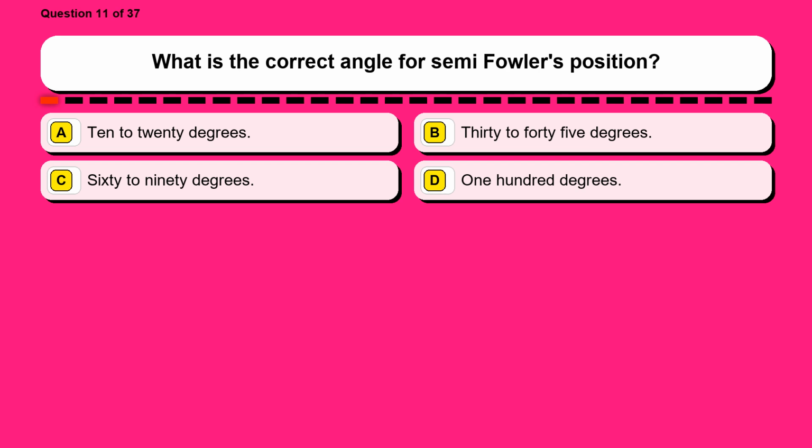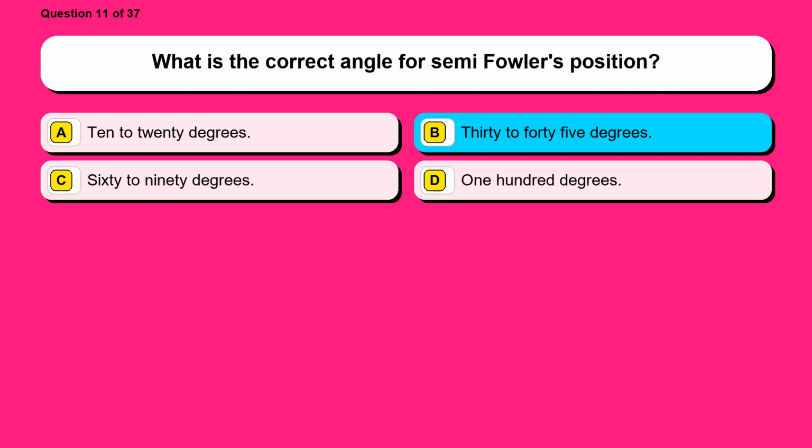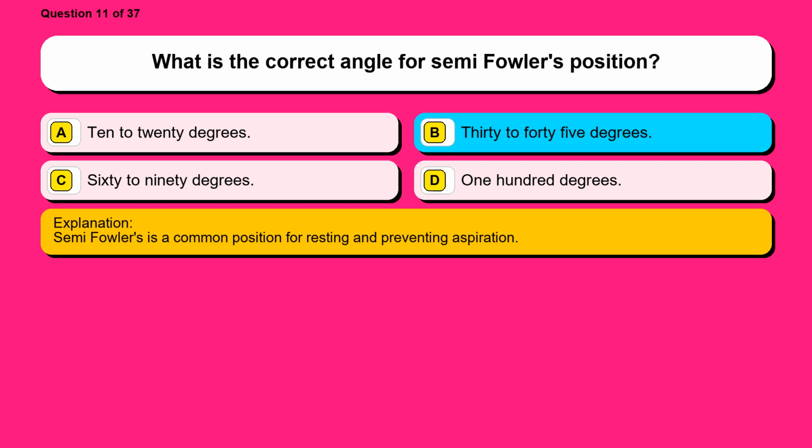Question 11. What is the correct angle for semi-Fowler's position? Option A, 10 to 20 degrees. Option B, 30 to 45 degrees. Option C, 60 to 90 degrees. Option D, 100 degrees. The correct answer is option B, 30 to 45 degrees. Semi-Fowler's is a common position for resting and preventing aspiration.